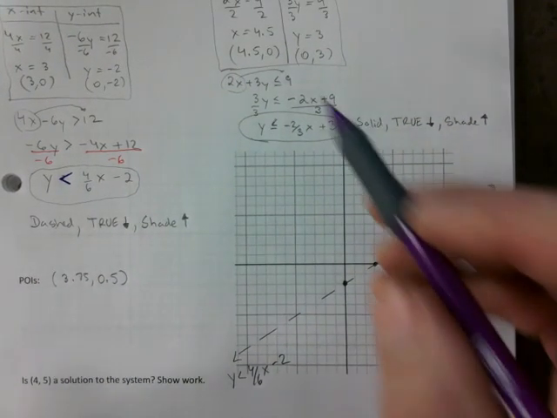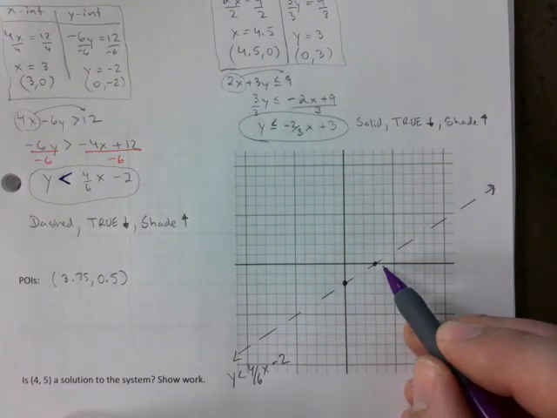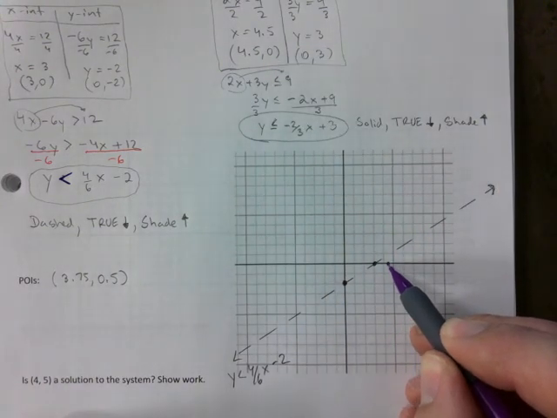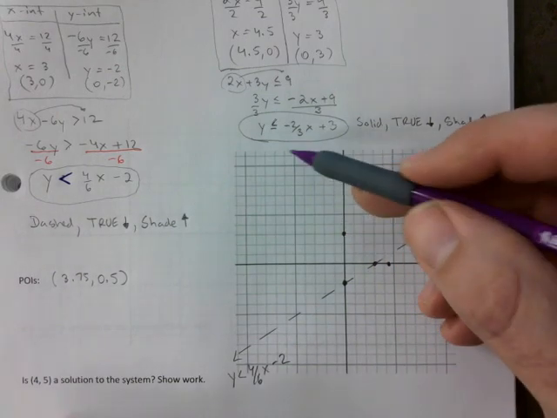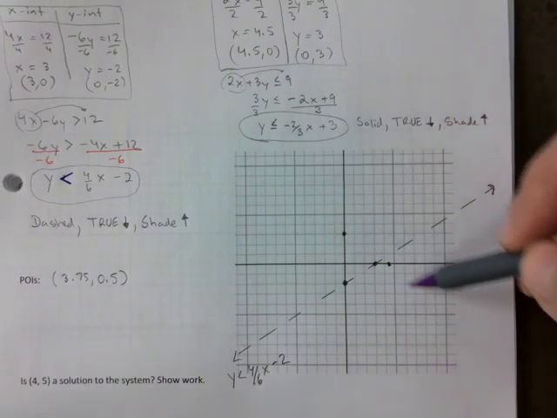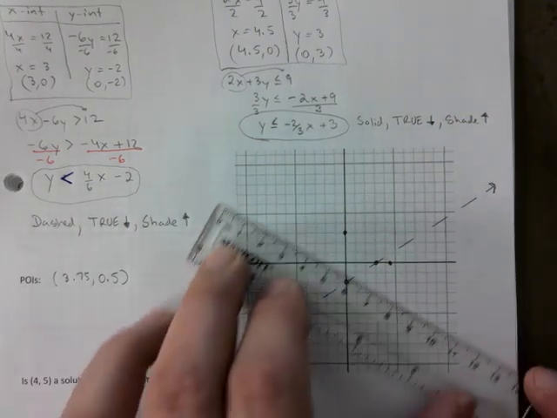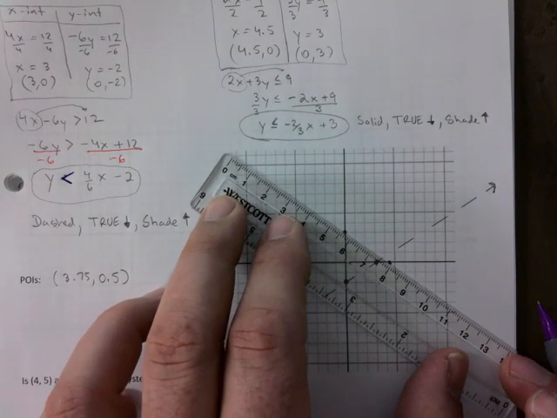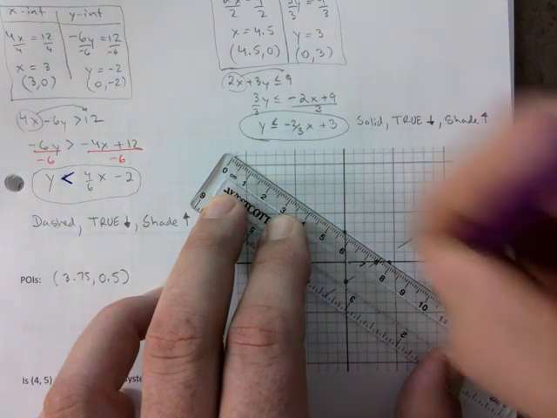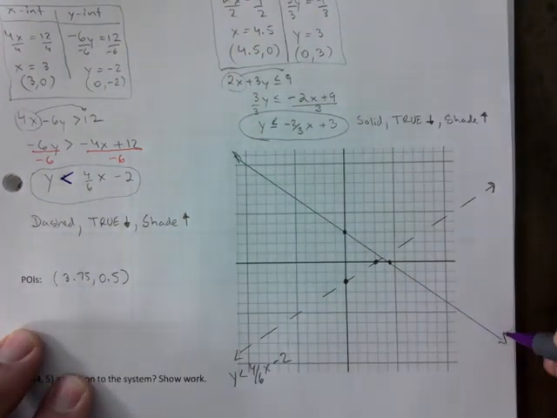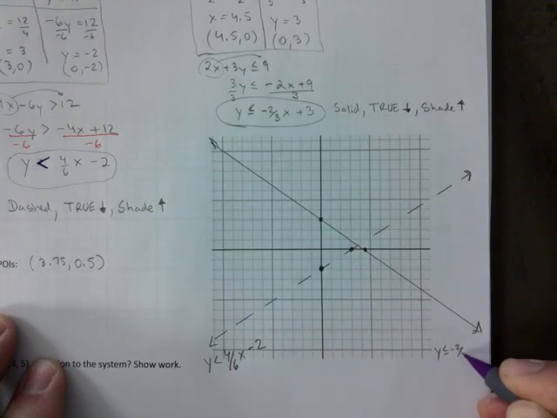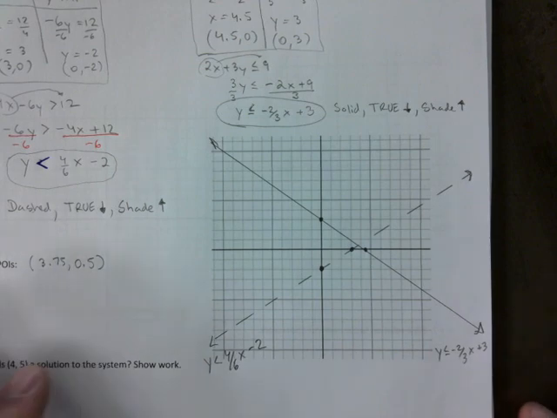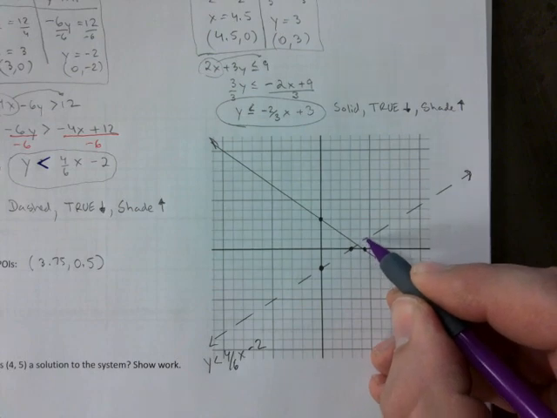Then go to the next one, 4.5, 0. So that's 4 is here, 4.5 is right there, and 0.3 here. Remember, the slope is negative, so I do expect it to drop from left to right. Always make sure everything jives, okay? This is a solid line. There we go. I'm going to label it right away so I don't forget. And now I'm going to shade.